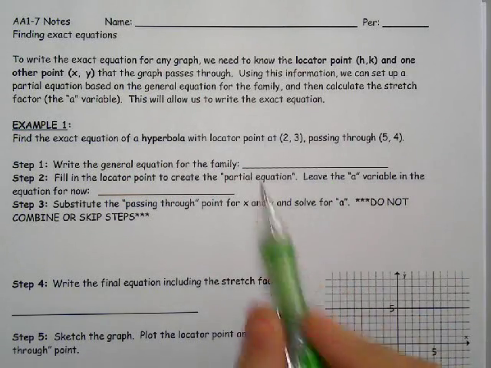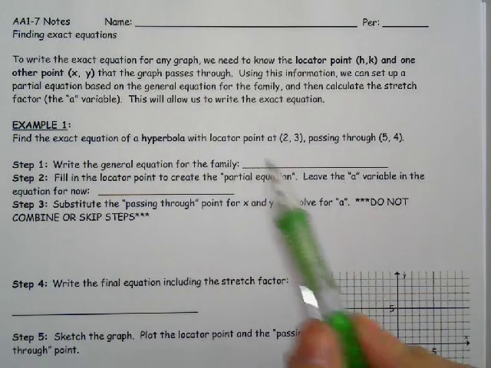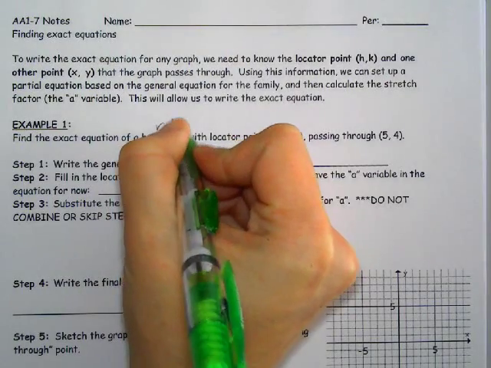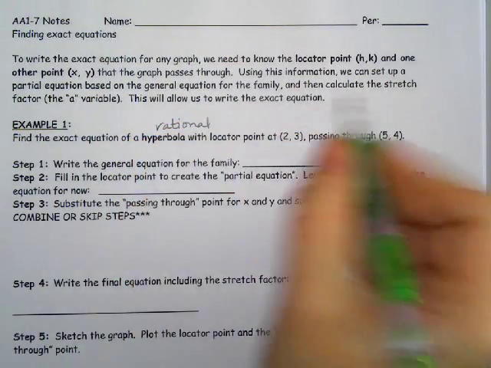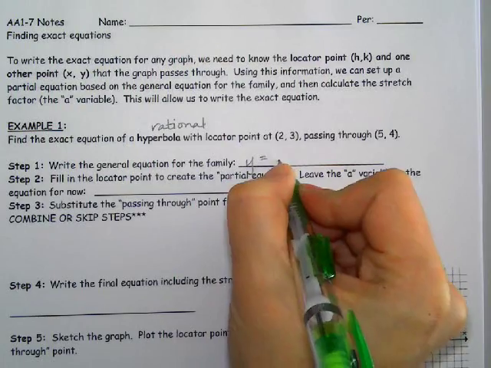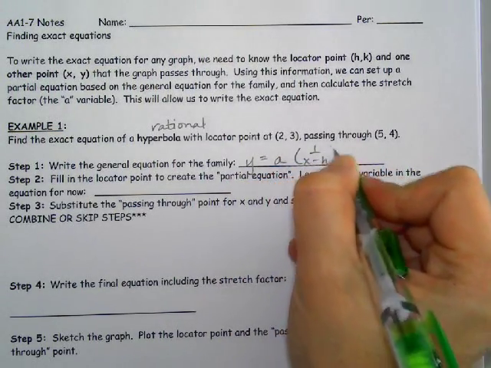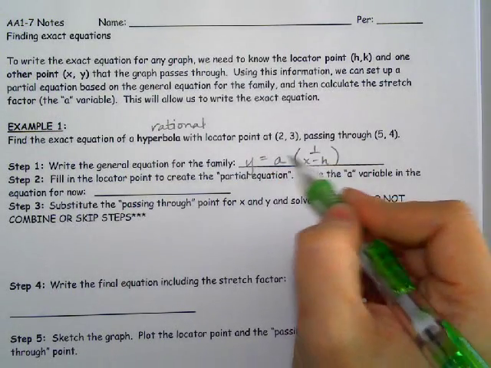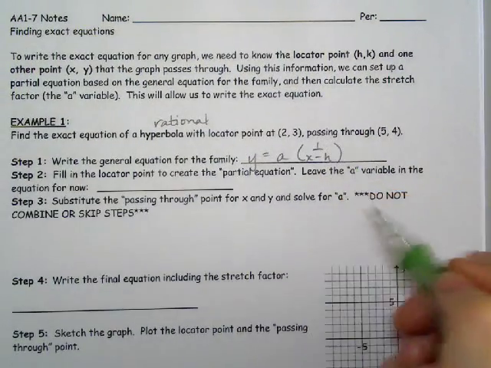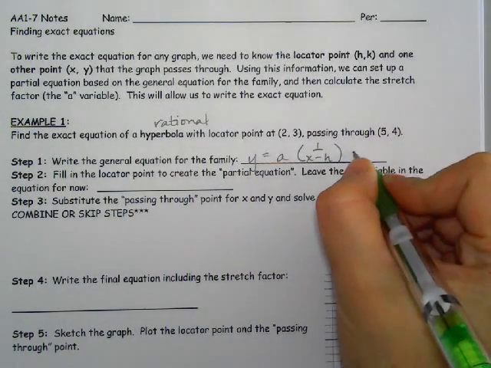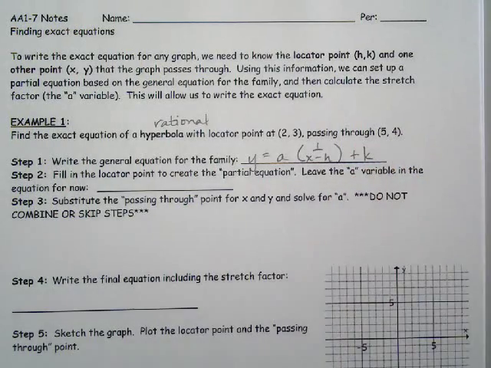So our general equation for that family, for the hyperbola, remember that's also called a rational, that's what it is on your toolkit, is y equals a times 1 over x minus h. You can also put the a on the top there if you want to. I find it easier to solve this way, but whatever you want to do is fine. And then plus k. And then you determine what you know.